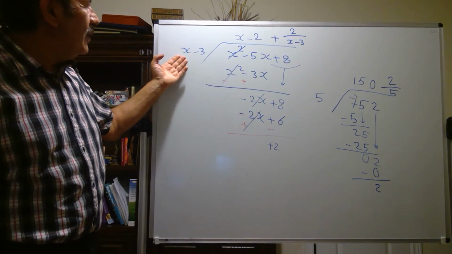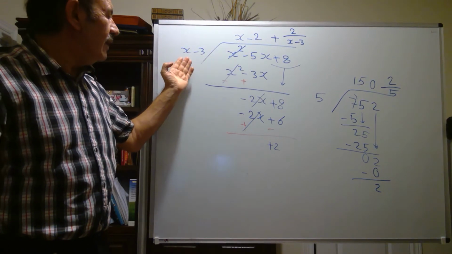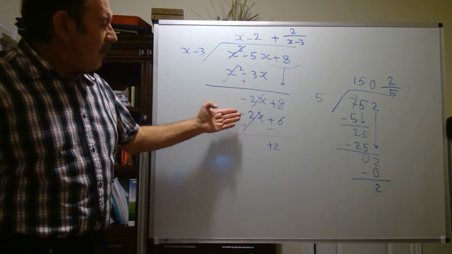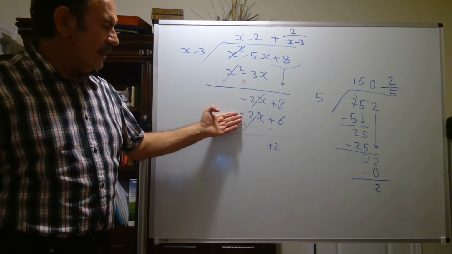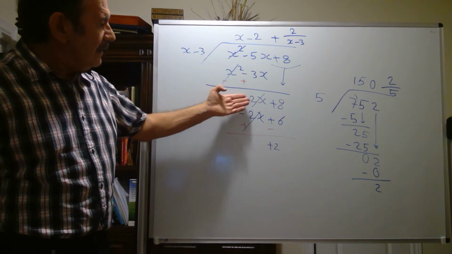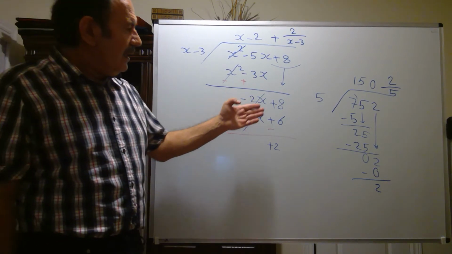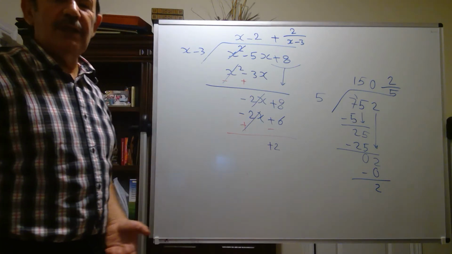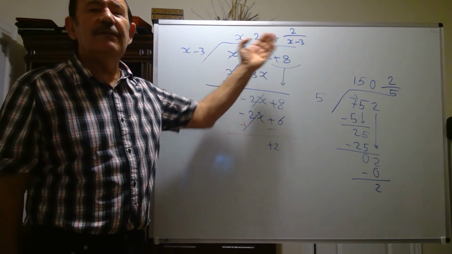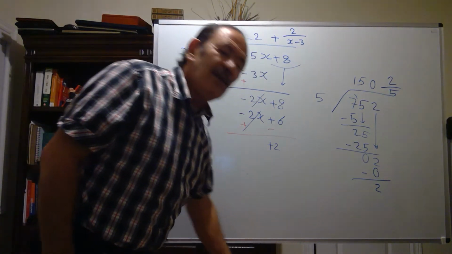Negative 2x divided by x is negative 2. Then negative 2 multiplied by x minus 3. Negative 2 times x is negative 2x. Negative 2 times negative 3 is positive 6. Opposite the sign. If it's negative, make it positive. If it's positive, make it negative. Then add top and bottom. Negative 2x, positive 2x, the first term should always cancel each other. And 8 minus 6 is 2. What is the final answer? It is x minus 2 plus 2 over x minus 3, which is the remaining part. Let's do one more example, then we are done with this long division.